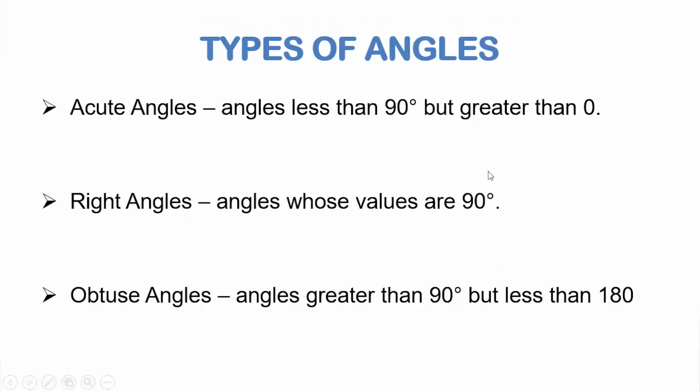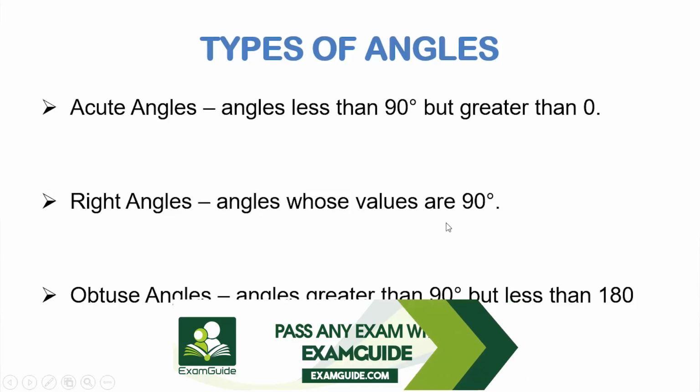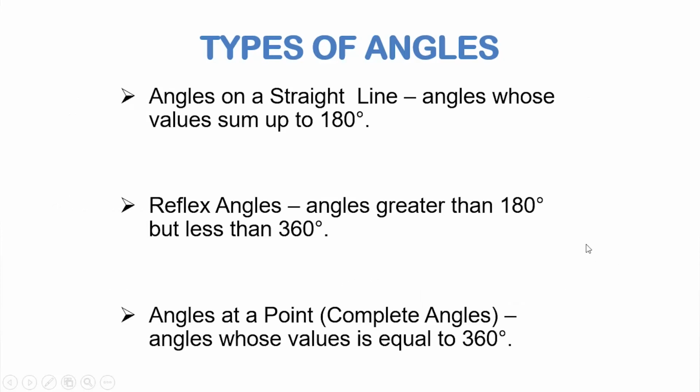We looked at types of angles. We talked about acute angles, angles that are less than 90 degrees but greater than zero. We talked about right angles, angles whose value is 90 degrees. They are also called right-angled, or angle 90. Some people just call it that way. We looked at obtuse angles, angles greater than 90 but less than 180. We looked at angles on a straight line, angles whose values sum up to 180.